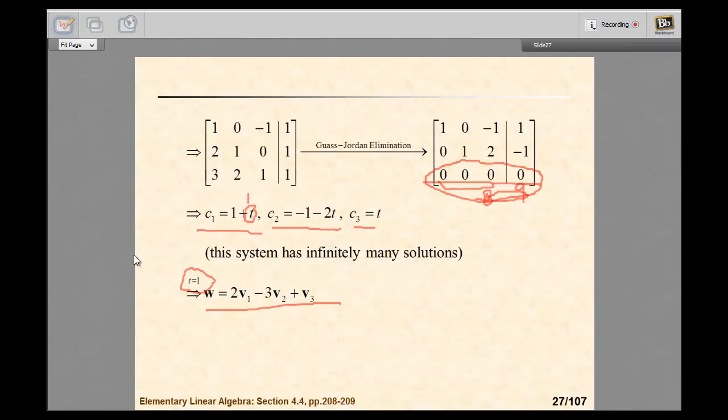Infinitely many solutions means when you put t is equal to 1, there is one solution. When you put t is equal to 2, there is another solution. When you put t is equal to 3, there is another solution. When you put t is equal to 4, there is another solution. So it means there are infinitely many solutions. When you change the value of t, you will get different solutions. That is why we put the value t here. Okay, understand? So here when I put t is equal to 1, you will get this solution 2v1 minus 3v2 plus v3. So this is the solution.